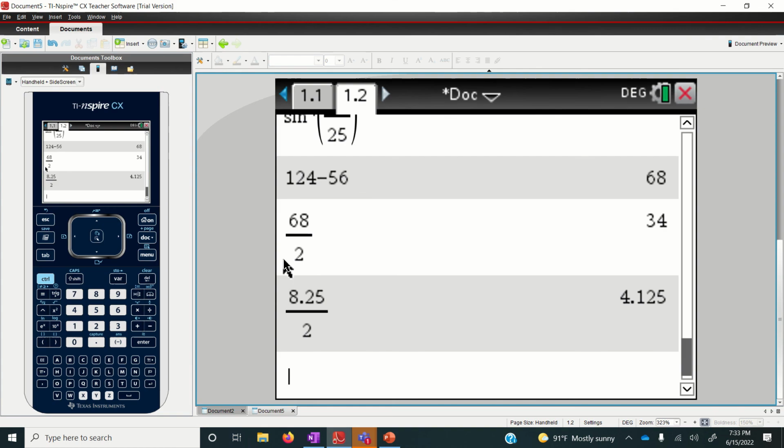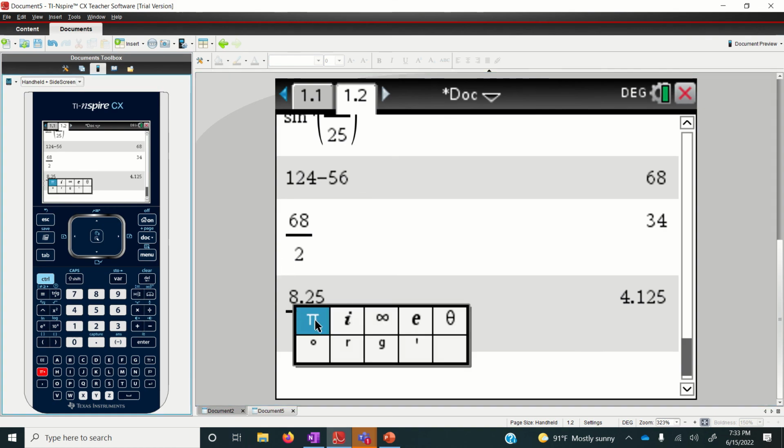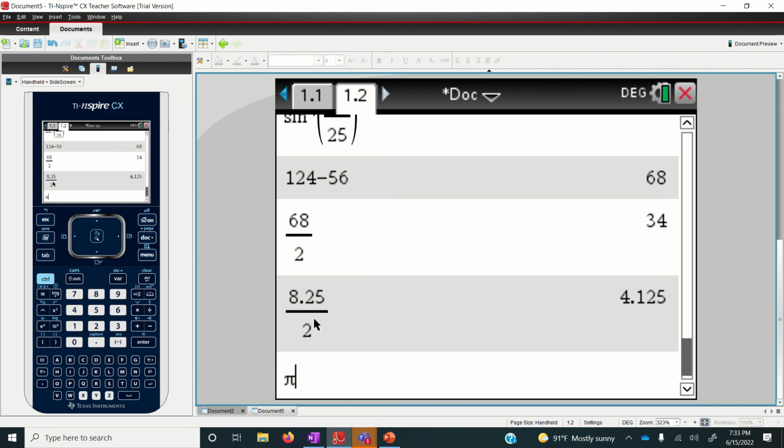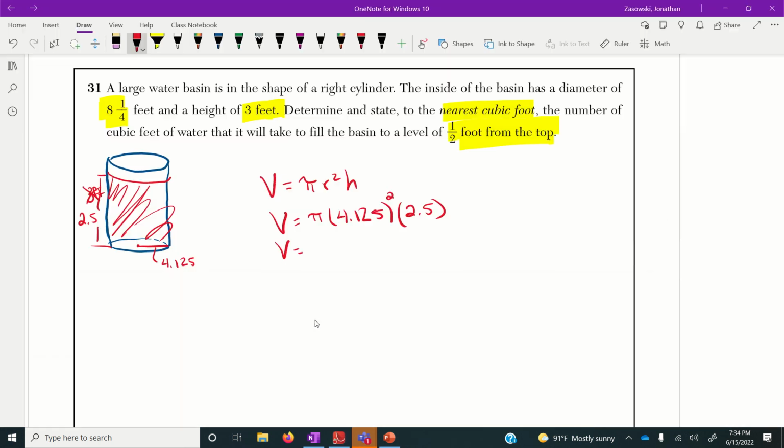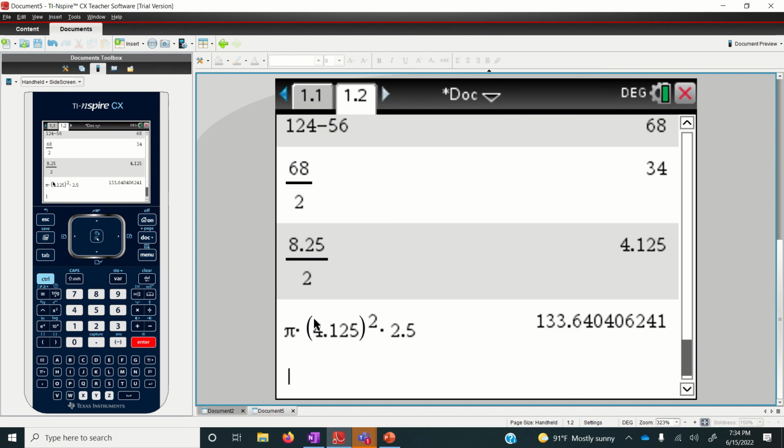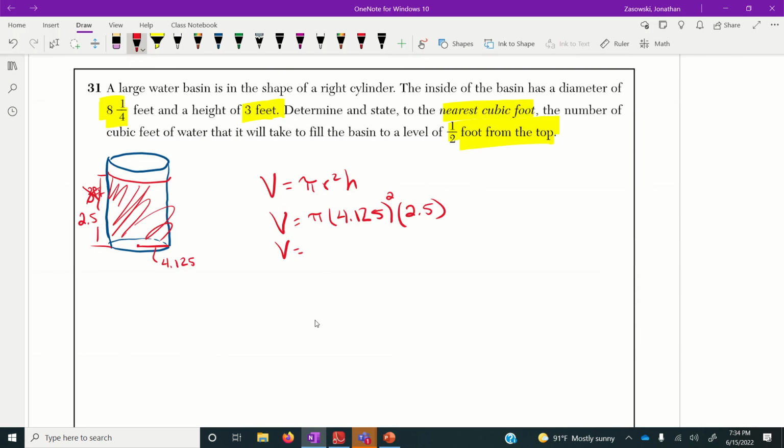So we are using our pi button. So pi times 4.125 squared times our height, which we said was 2.5. Double checking, hit it. 133.6, so that means it's rounded up. We're rounding, so the volume is approximately 134 cubic feet, and there's our answer.